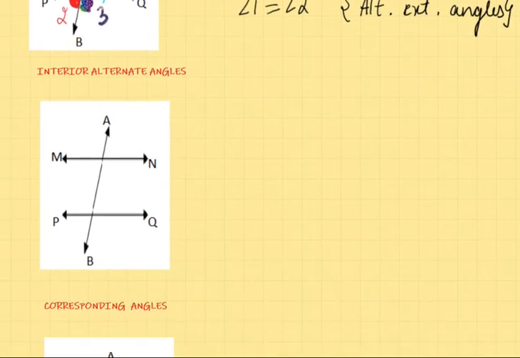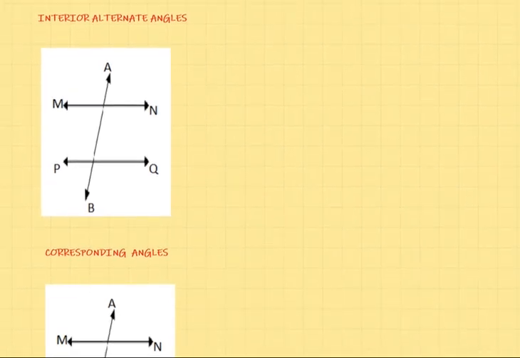अब है उसके बाद what are interior alternate. Alternate का मतलब it's, I think this is clear to you now.